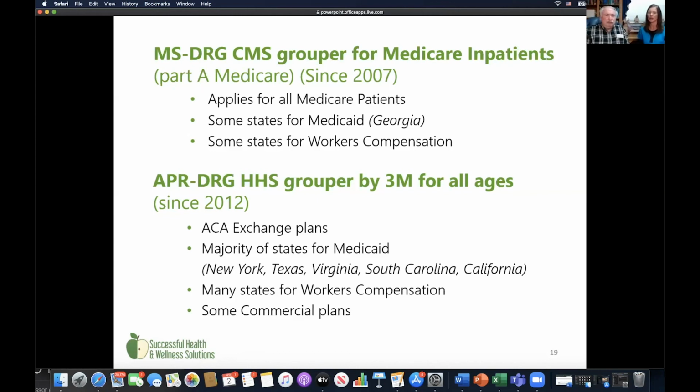Then you have your APR-DRG, which is your all-payer refined DRGs, which is your HHS. This is your ACA exchange plans, your Obamacare plans. That's a grouper for 3 months by 3 months for all ages. It has been in effect since 2012. It is for the majority of states for Medicaid, and you have a few examples of those states there. And then many states for workers' compensation as well, and also some commercial plans.